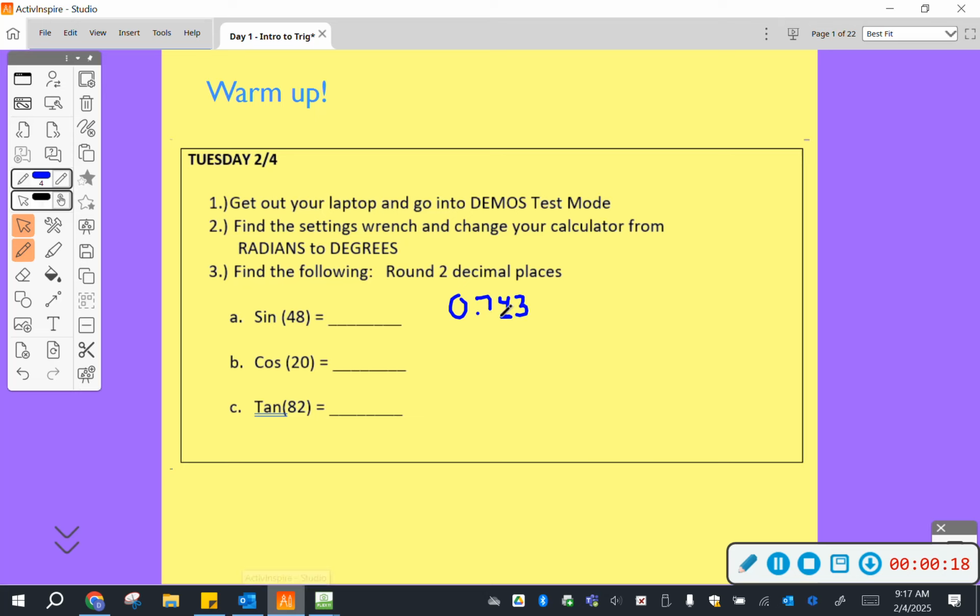And to do 2 decimal places, how do I determine what happens right there? You have to look at the third one. If the third one is less than 5, it stays the same. If it's 5 or more, move it up. So this 3, do y'all agree that's less than 5? So this is going to stay the same. So your answer is 0.74. Are we okay with that?